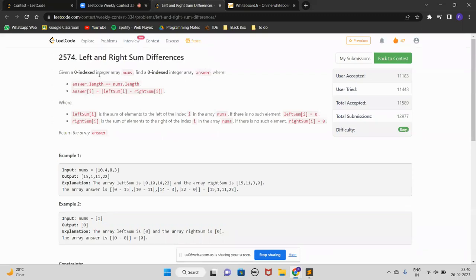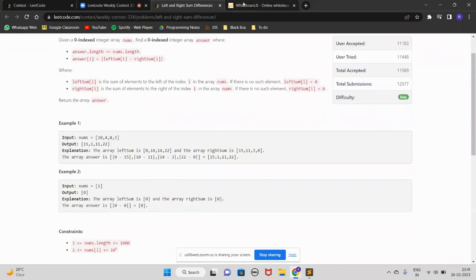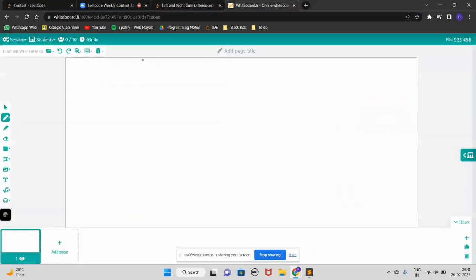The problem said that given a zero indexed integer array nums, find a zero indexed integer array answer where answer.length is equal to nums.length and answer[i] is equal to the absolute difference of leftSum[i] minus rightSum[i], where leftSum[i] is the sum of elements to the left of i, and rightSum[i] is the sum of elements to the right of i. Okay. So let us understand what this problem means once, and after that we'll talk about how to implement it.